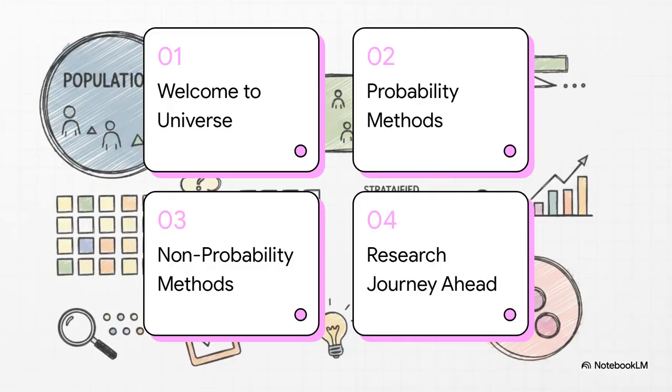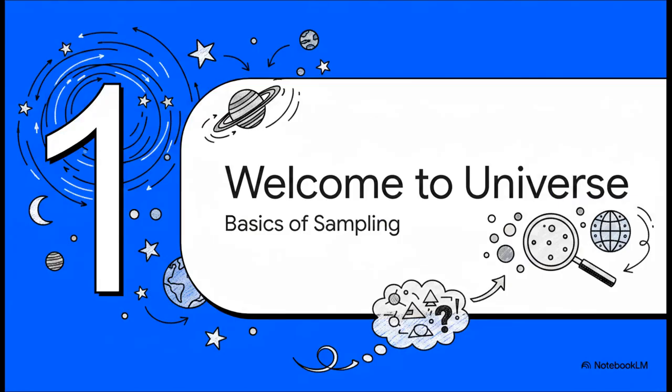Here's a quick look at our course syllabus for today's explainer. 1. Welcome to the universe. 2. Probability, or the random rule. 3. Non-probability, or deliberate choices. And finally, 4. Your research journey ahead. Kicking things off with Section 1, Welcome to the Universe, where we'll get the absolute basics of sampling down.